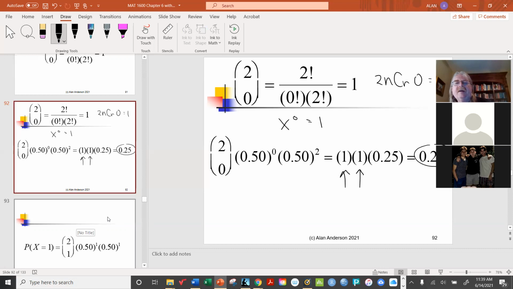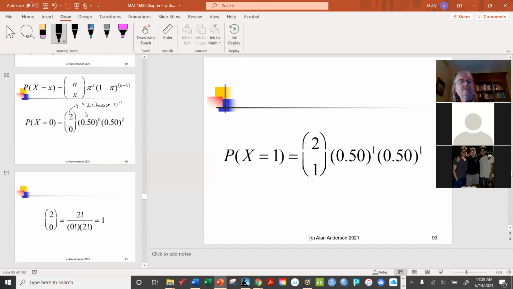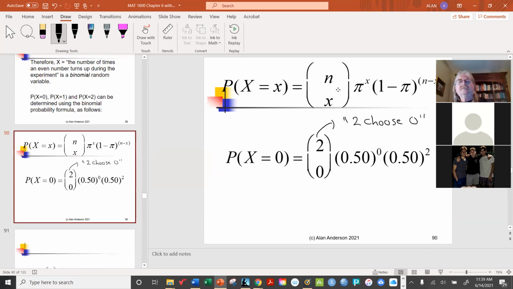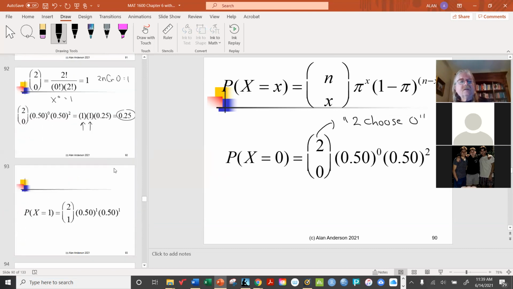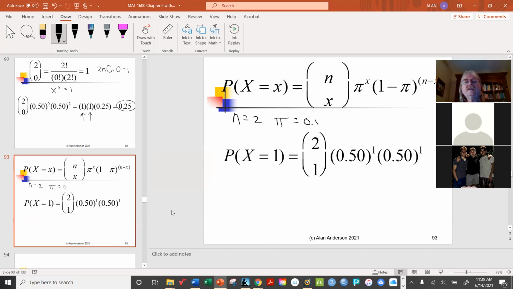And now what about x equals 1? What's the probability that x equals 1? We already know that it's a half, but let's prove it with the binomial formula. So let me do one thing here. Remind you what that formula looks like, and also remind you that here n is 2, pi is a half, but here we're trying to figure out the probability that x equals 1.